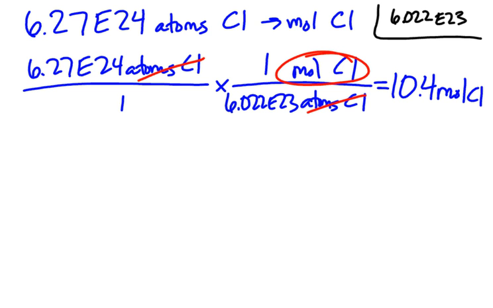And of course, if I'm doing the opposite, let's say I have 2.32 moles of iodine.